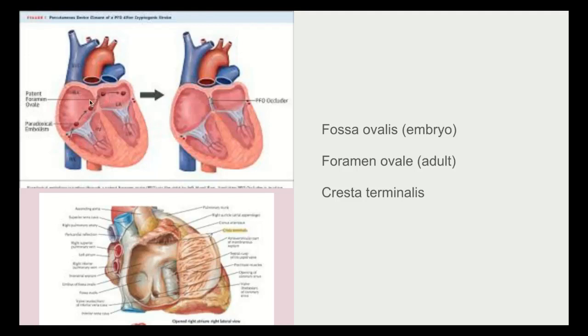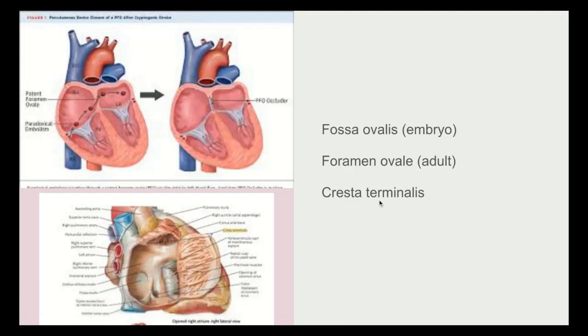And if it doesn't, then again, you can have a patent foramen ovale. So just remember, fossa ovalis is what you should all have in your chest right now, just a shallow depression here in the right atria, and not a full-blown hole, letting the atria communicate.